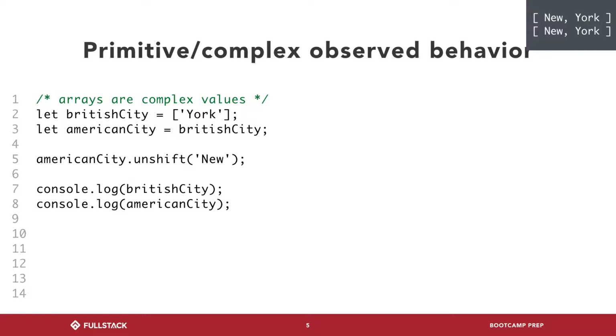variable. But notice how British City was also pointing to the same thing earlier, right? So now when I change American City, I'm also changing British City. And that's why here on line 7 through 8, when I print these two out, I get New York, because by definition they have to be equal. Because if I draw the arrows out, they are pointing to the same exact thing. Yes? Makes sense?